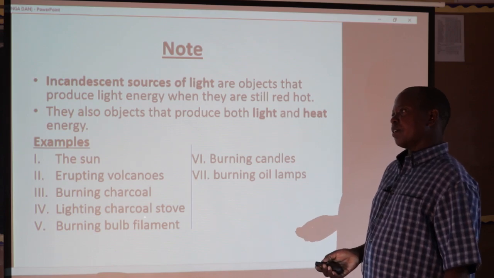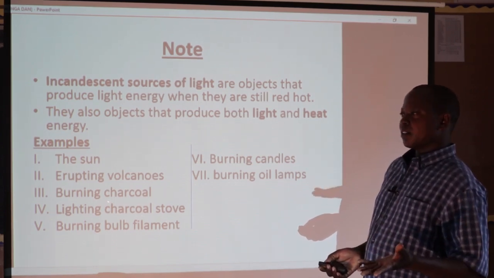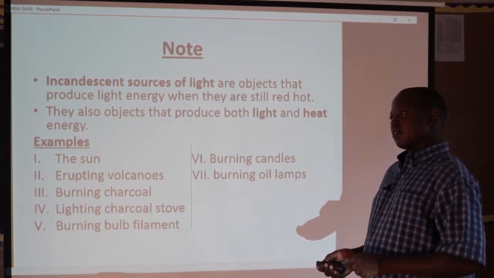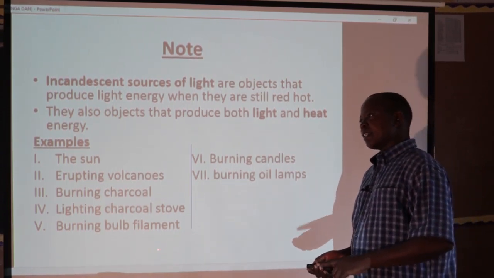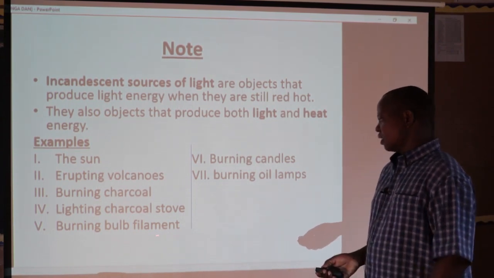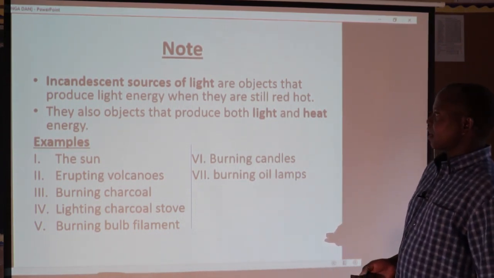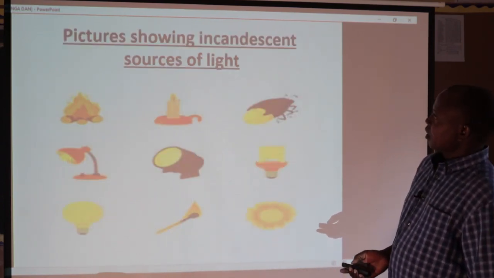Oil lamps are many. We have what we call lantern lamps. We also have pressure lamps. Some children have smaller lamps made out of metals by a blacksmith that only have one wick. So you'll find those ones are also called the oily candle. So those few examples are examples of incandescent objects or sources of light.